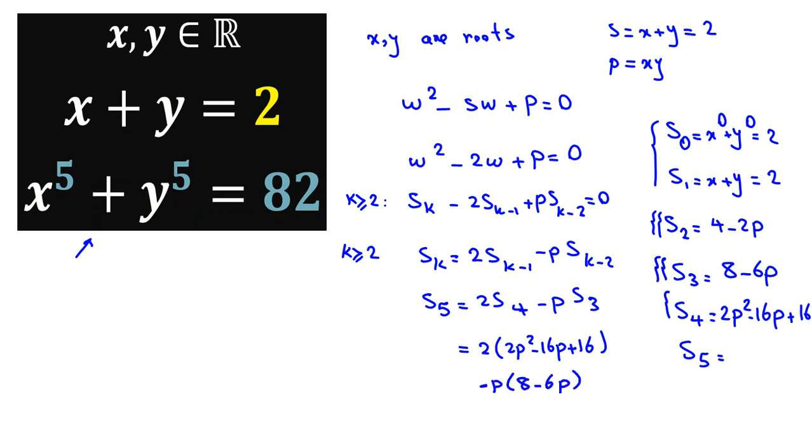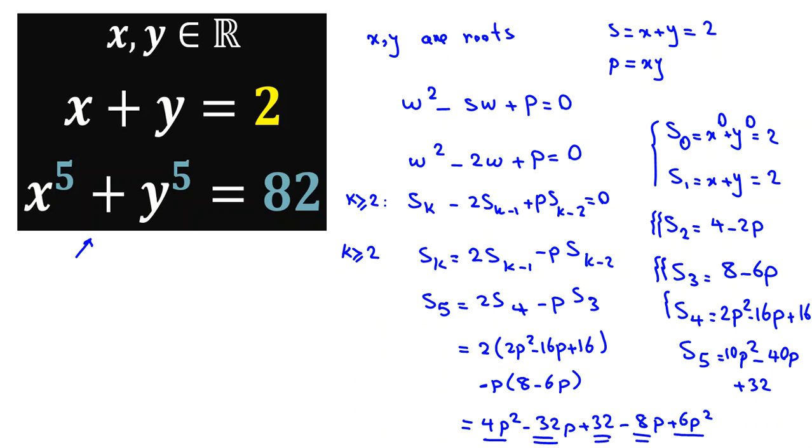8 minus 6p. So if I calculate this, it will be what? 2 times 4p squared minus 32p plus 32, minus 8p plus 6p squared. So if I want to write 6p squared plus 4p squared, 10p squared, and negative 32p, negative 8p, negative 40p, and plus 32. Okay, now we use S5 from the assumption of the problem. It will be 10p squared minus 40p plus 32 equal to 82.